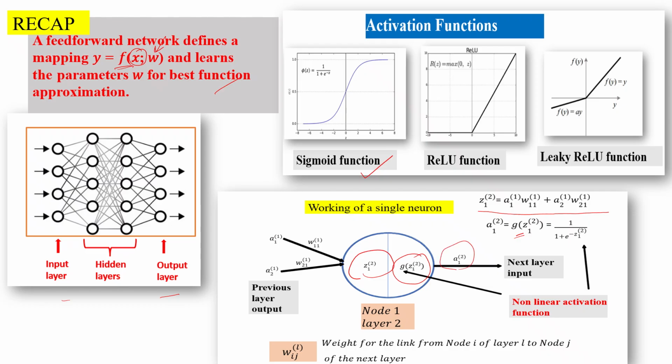the next layer. And W_ij^l we defined as the weight for the link from node i of layer l to node j of the next layer.